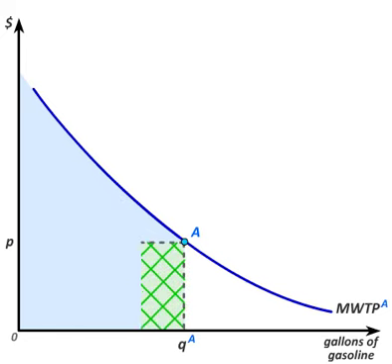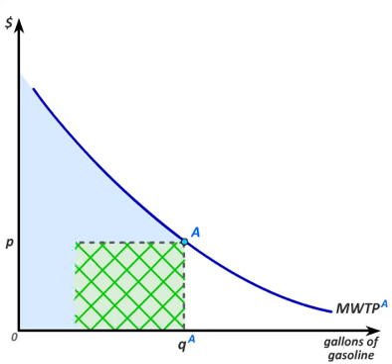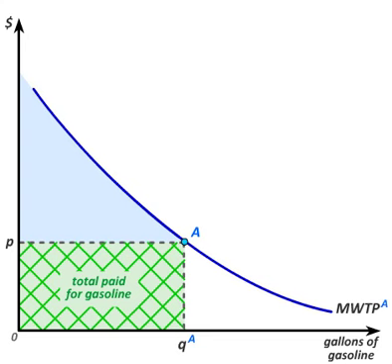When the consumer gets to buy gasoline at the price of P per gallon, however, she doesn't have to pay her total willingness to pay. For the first gallon, she just has to pay P, not the entire distance all the way up to the marginal willingness to pay curve, and similarly for the second and the third and so forth. So the total that she pays for the gasoline is given by P times QA, which is just the rectangle that's shaded in green here.